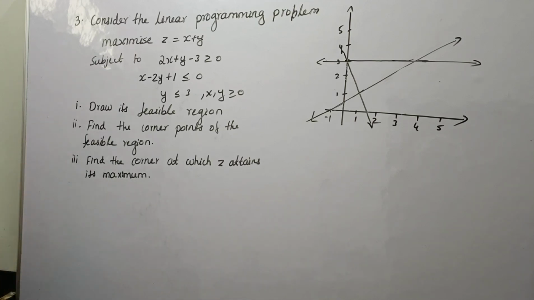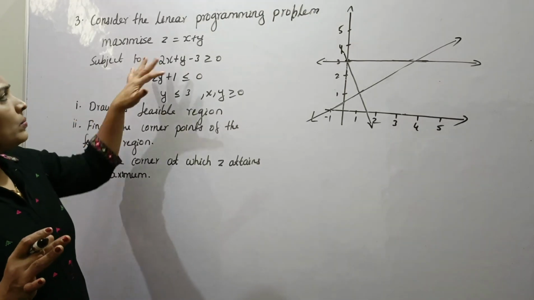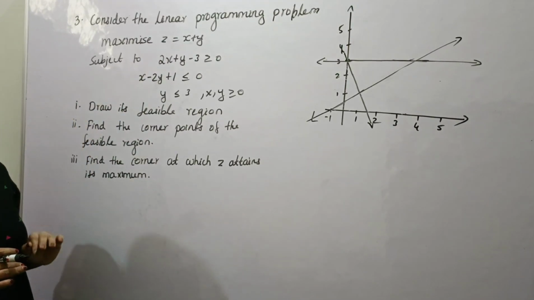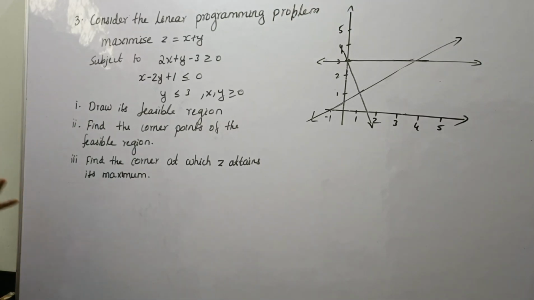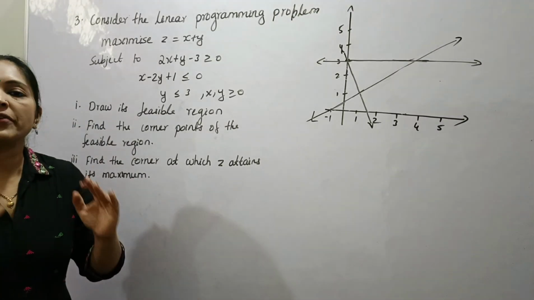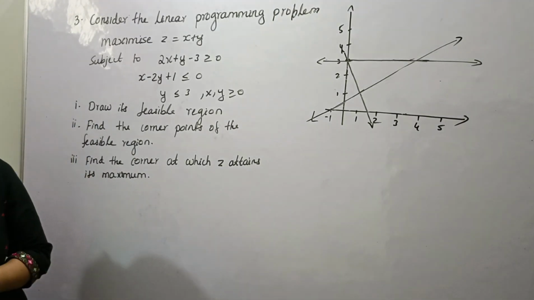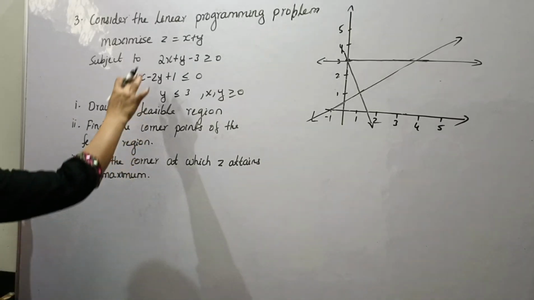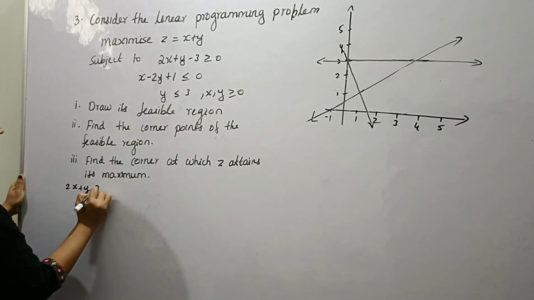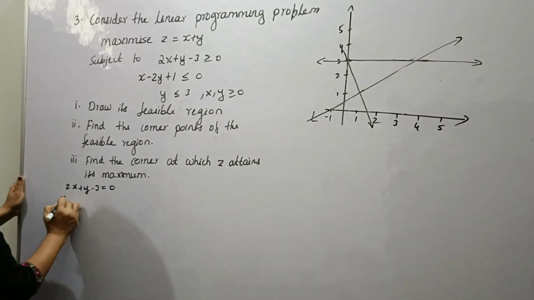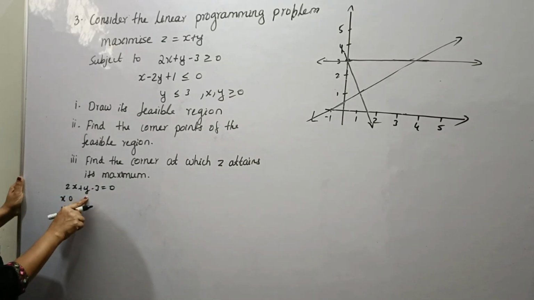See, same question. So here the objective function is Z is equal to x plus y, and these are the constraints. First of all we have to find a feasible region. To find the feasible region we have to draw the graph. So for that let's consider these constraints. 2x plus y minus 3 is equal to 0. When x is equal to 0, what is y?